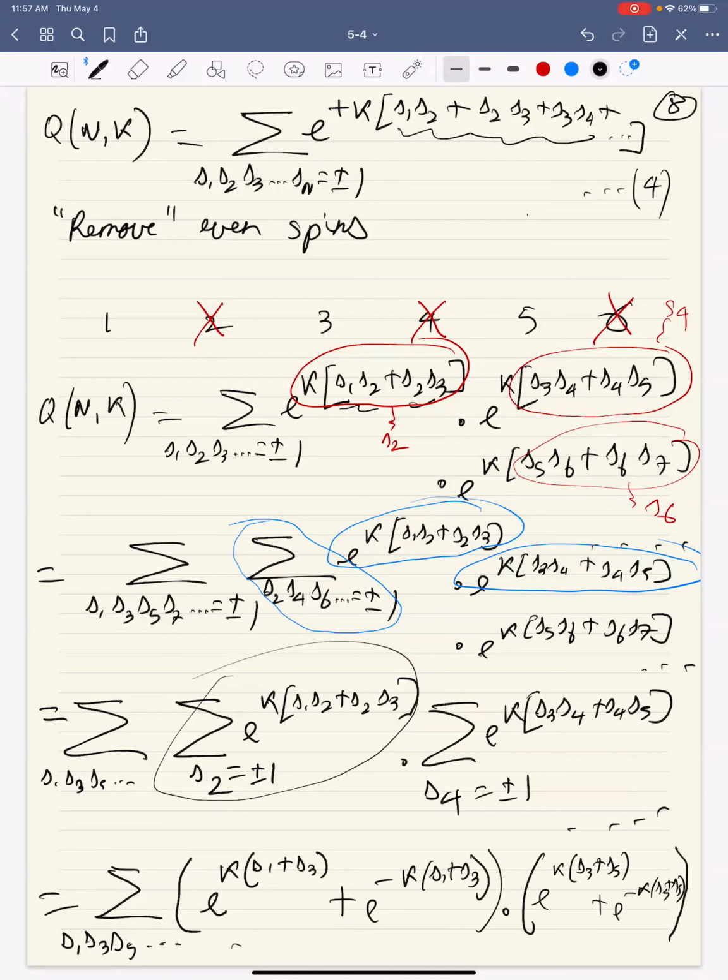And you can see this has only S1 and S3. This one has only S3 and S5. So something is starting to happen. This is not an Ising model. It looks very complicated. But we have removed all the S2s and S4s, right? They are gone. They have been averaged out.